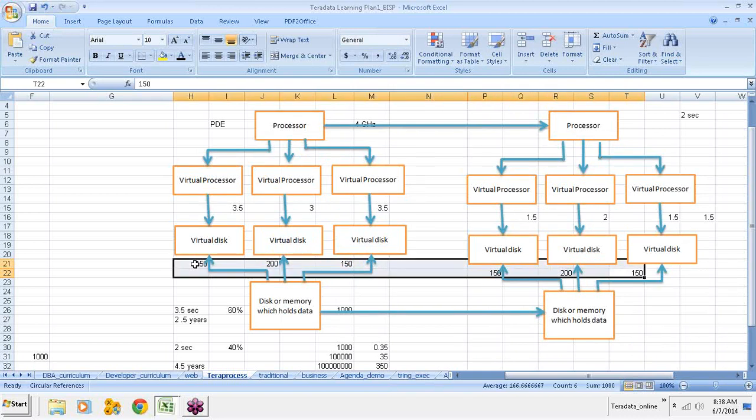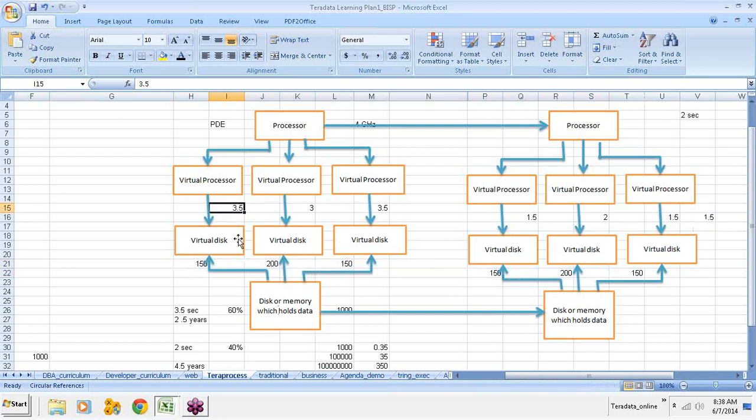So now, what is the time taken to process 1000 records on a Teradata machine of 6 virtual processors and 6 virtual disks? Let's calculate. How much time would the first virtual processor take to process 150 records associated with its virtual disk? This is 1.5 seconds. It is all simple calculation. 1000 records are processed in 10 seconds, 200 records in 2 seconds, 150 records in 1.5 seconds. Similarly here, 1.5, 200 records 2 seconds, 150 records 1.5 seconds.